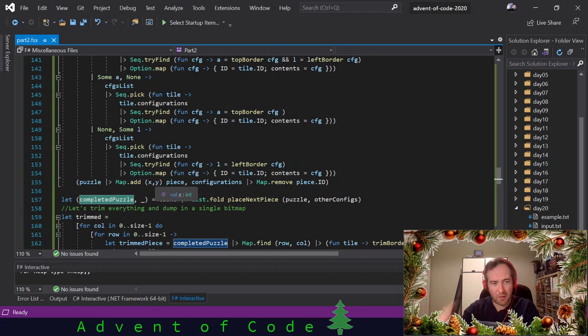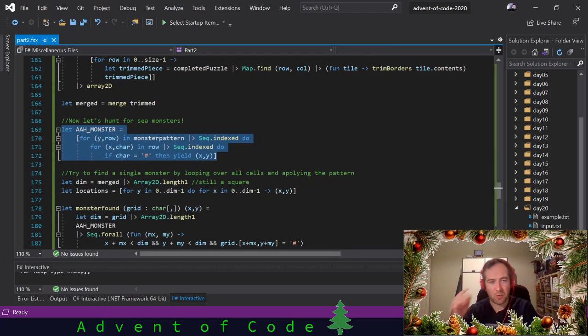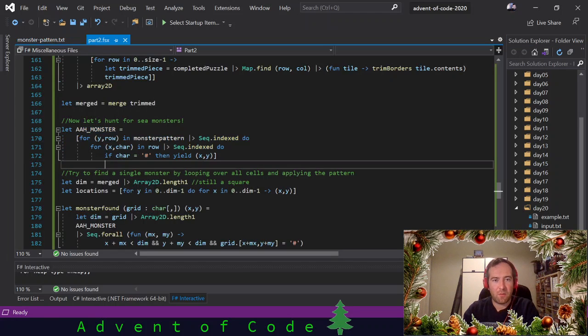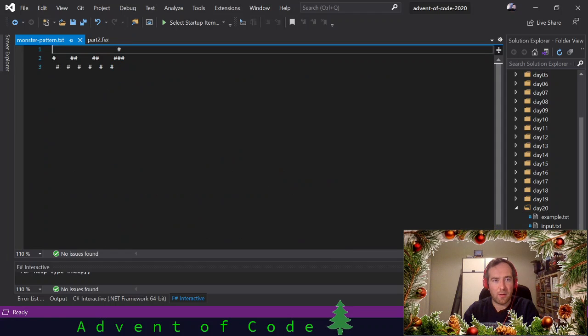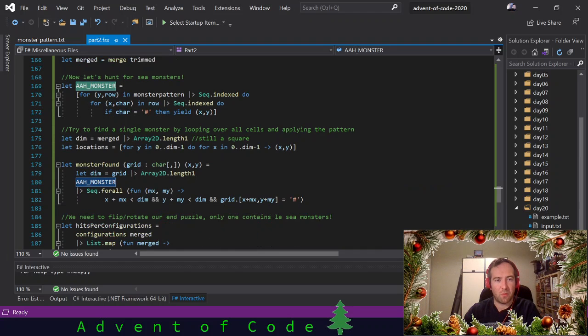Then you just trim the borders for every puzzle piece. That's what I do here. And then you merge every puzzle piece together into a single bitmap. That's what I do here. And then how did I find monsters? Well, I mapped the pattern. So that's this thing, the monster, the sea snake. I mapped that to coordinates where these symbols appear. So then I have a list of relative positions where these symbols have to appear. And if I visit a coordinate and I look at the relative coordinates of the sea monster, if there's a match on every one of those coordinates, we found a sea monster. So that's what I do here.